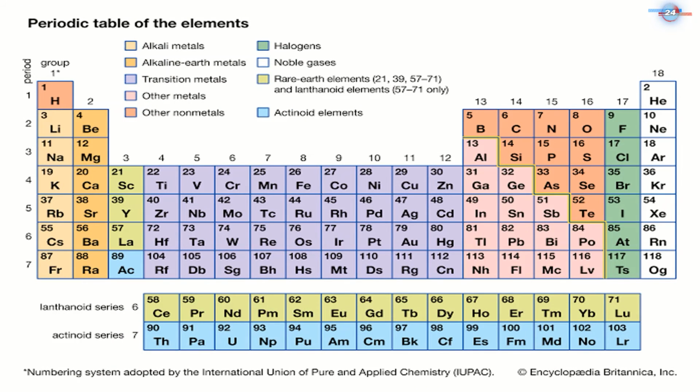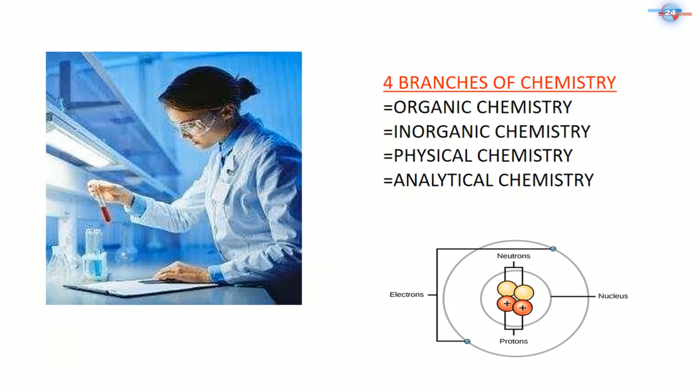Now, the periodic table is an integral part of chemistry. It forms part of inorganic study, and by that I mean inorganic chemistry. Remember, there are 4 branches of chemistry. We have organic chemistry, inorganic chemistry, physical chemistry, and analytical chemistry. So the periodic table falls under inorganic chemistry.